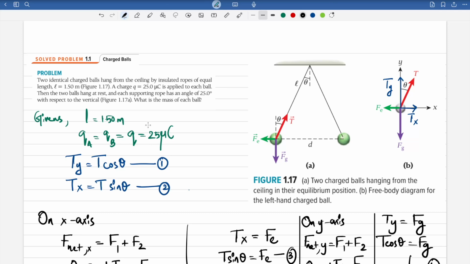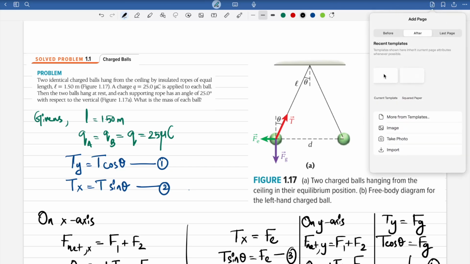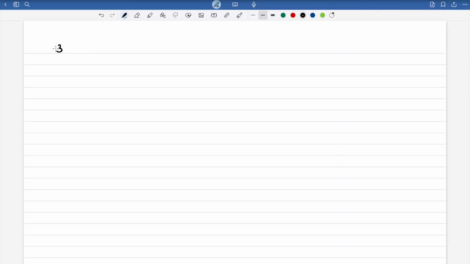How can we eliminate tension? Think about it. We have 2 equations, right? T times sin theta equals Fe, T times cos theta equals Fg. So if you divide these 2 equations, you can get rid of T. You can cancel out T. I'll show you that. I'm going to divide 3 by 4, equation number 3 divided by equation number 4.